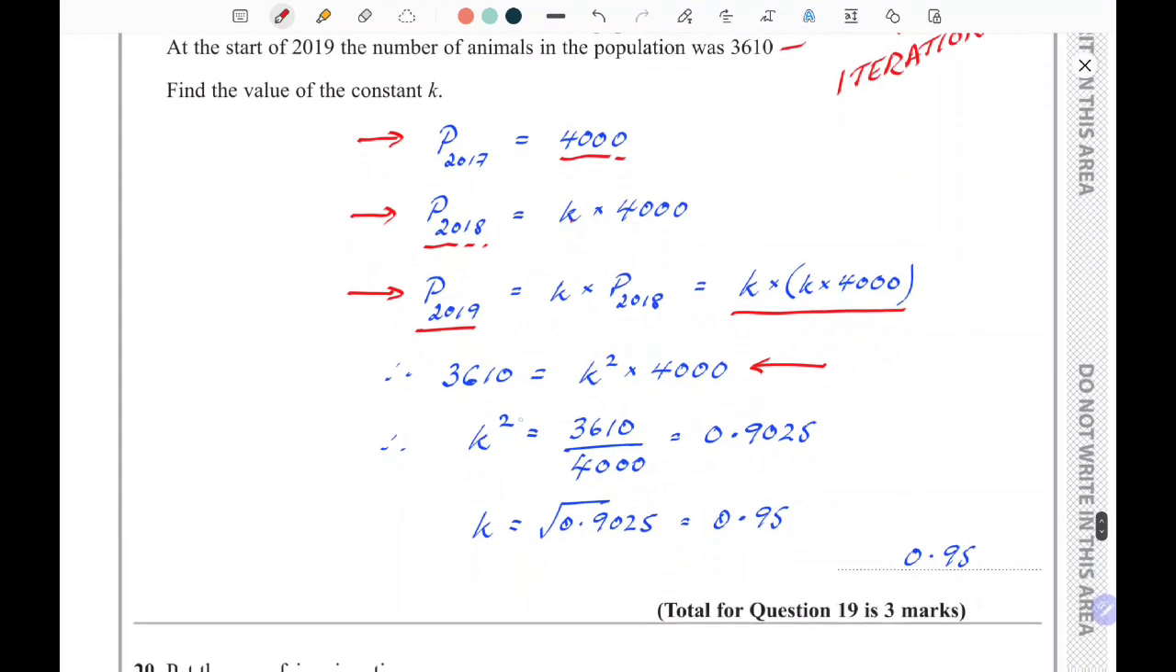And therefore k squared, rearranging it, is 3,610 over 4,000, which equals 0.9025 on your calculator, exactly. And then square rooting that, because you had a k squared there, you get 0.95. So k equals 0.95.